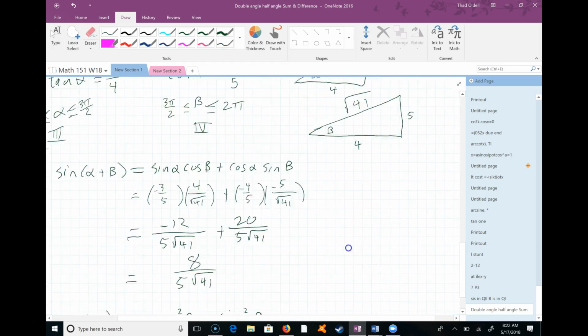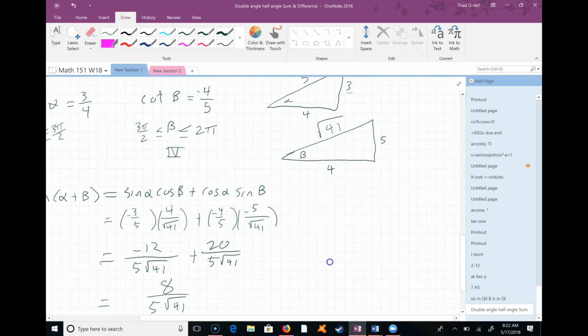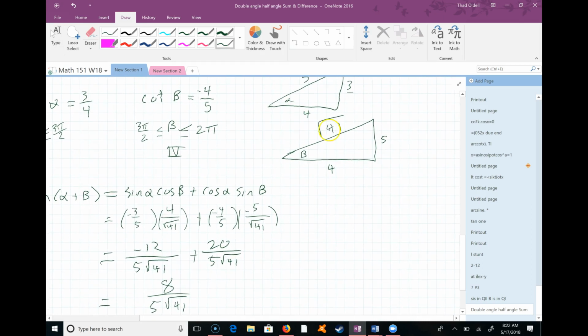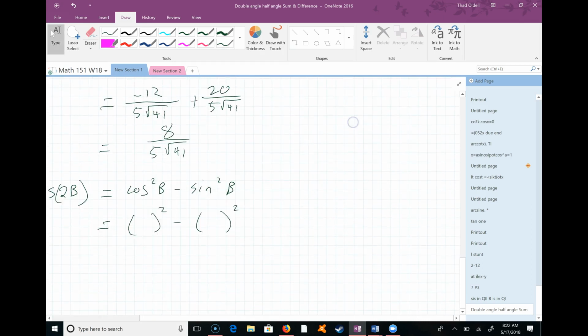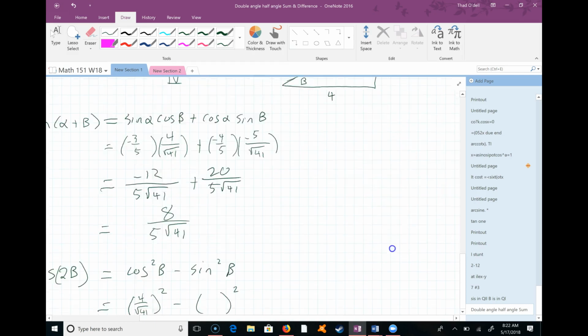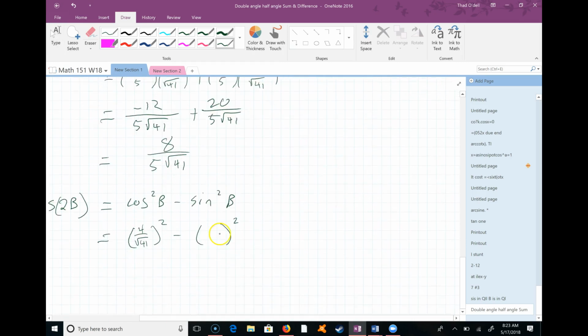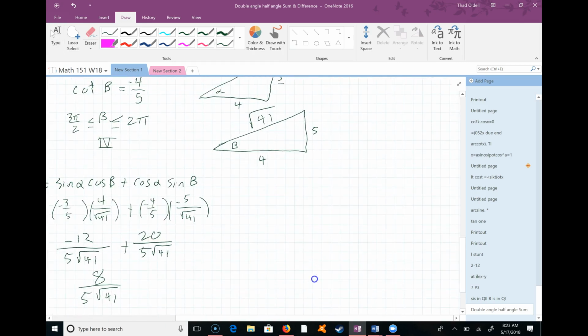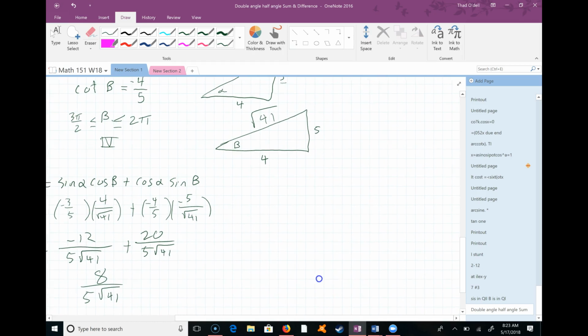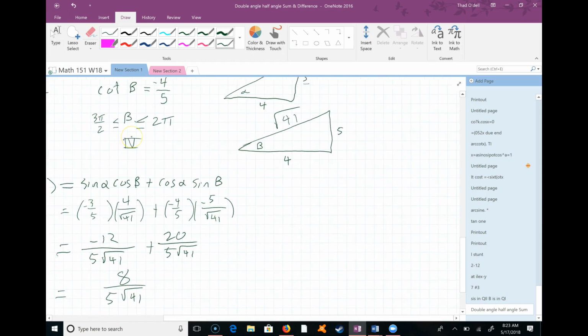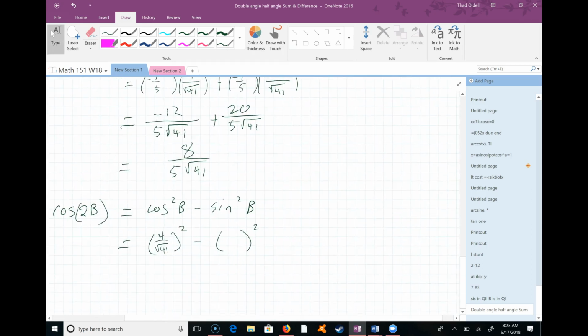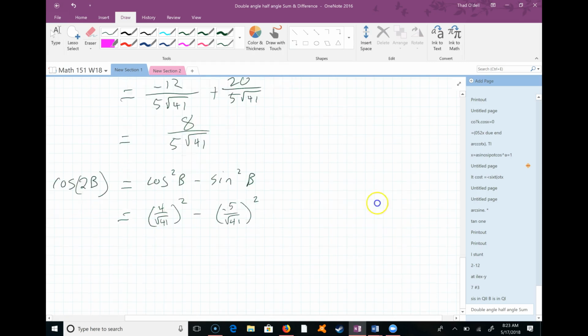of beta. So if I go back up to the triangle, cosine of beta would be 4 over the square root of 41, right? 4 over the square root of 41. And it is positive because I'm in the 4th quadrant. And then this one is supposed to be sine of beta, so I go back up to this triangle, and that's 5 over the square root of 41, but we're in the 4th quadrant, so that'd be negative 5 over the square root of 41. In this case, it doesn't really matter because I'm going to square it anyway, so the negative's going to disappear.